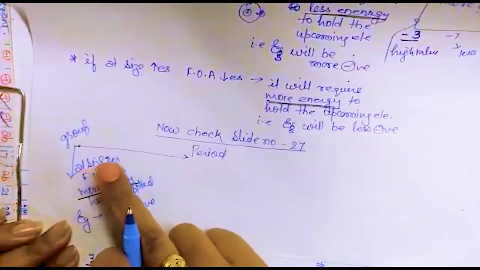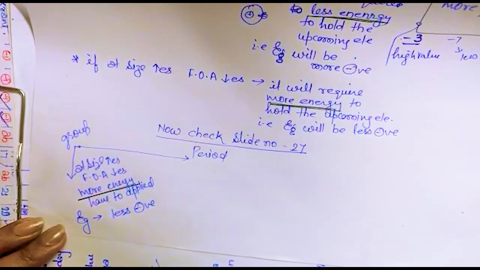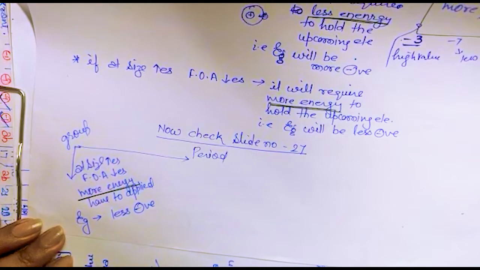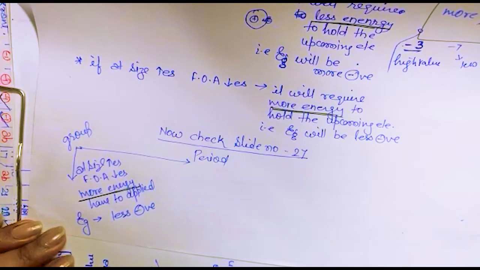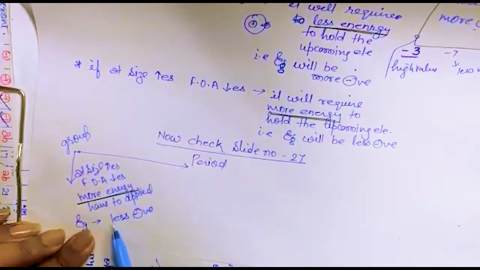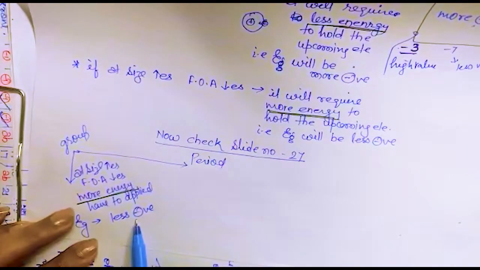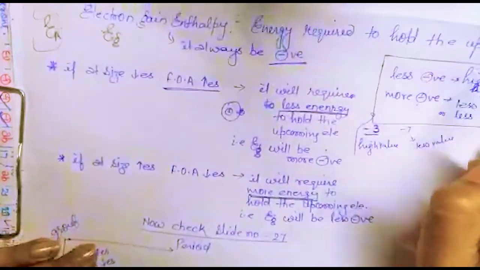Okay, so atomic size increases, force of attraction decreases, and hence the upcoming electron needs more energy to be held over there, isn't it? So that's why if it is more energy, it should be a less negative term. I have explained here, isn't it?